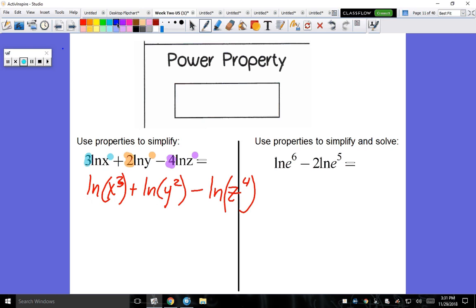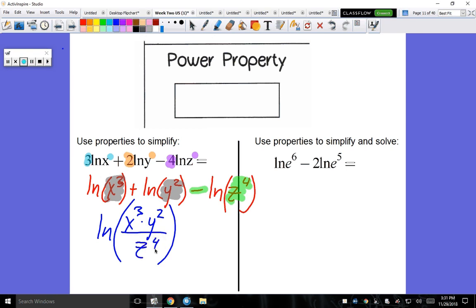And now, can I multiply these two together, yes or no? Yes. Why? Because they're the same base. What's the base again? E. Yes. So it's going to be natural log of x cubed times y squared. You with me? But what else are we going to do with this argument? We're going to divide it. So over here we're going to put divided by that.